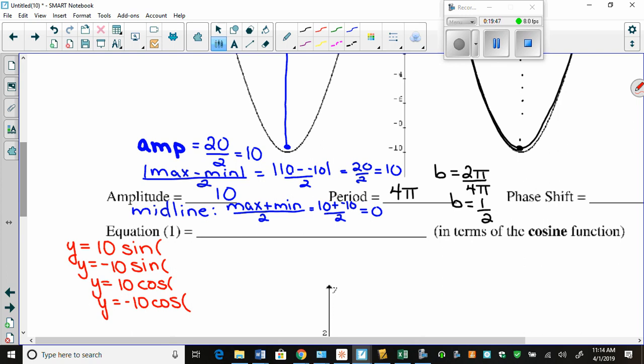It's a half, correct? We found it out? So we go a half, a half, a half, a half. And then we have x and something. This is our C value, our horizontal shift. We're going to do that last.